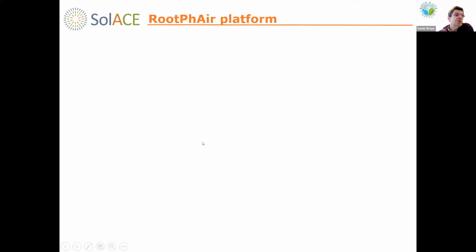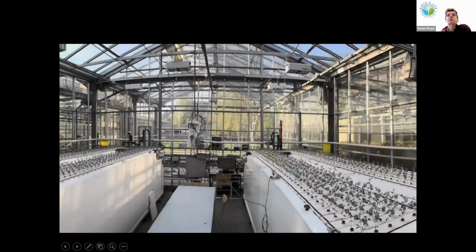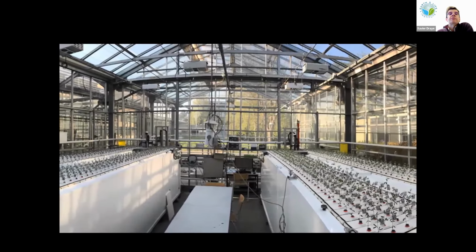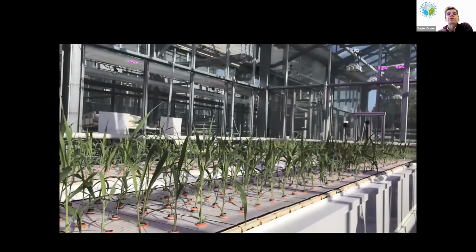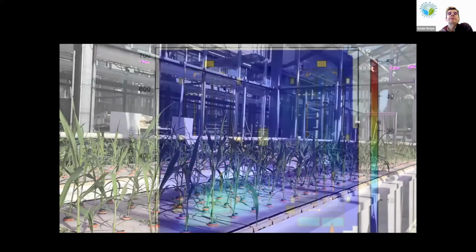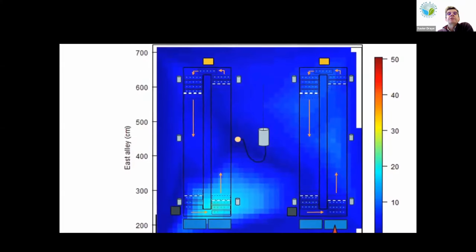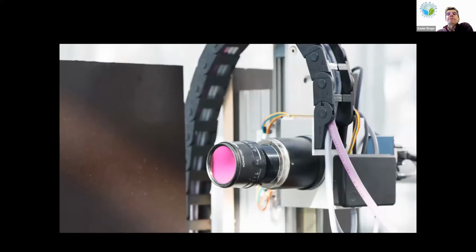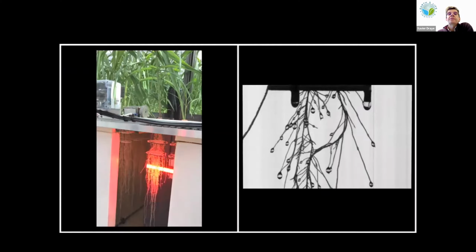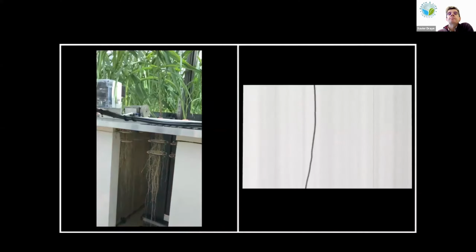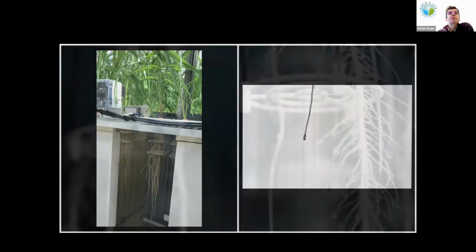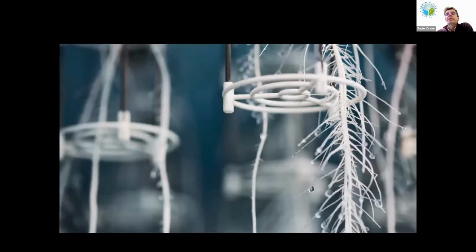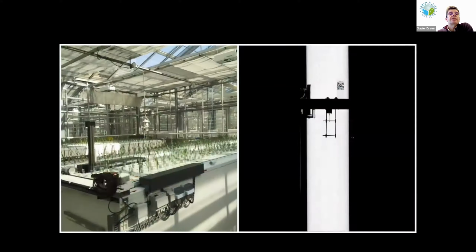So in a small video to illustrate the RootPhAir platform that was used. It's a small platform in Louvain-la-Neuve where we can accommodate 1,000 plants for approximately 3 weeks. The environment in the greenhouse is mapped with a quite high resolution in terms of light, and we have a dedicated scanning system that will take pictures of those roots growing in 3 dimensions. These are high resolution pictures. And the roots, as you see, are growing in aeroponics, giving a very specific type of environment.